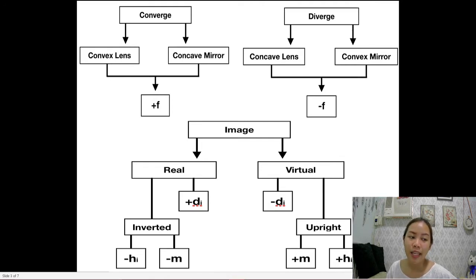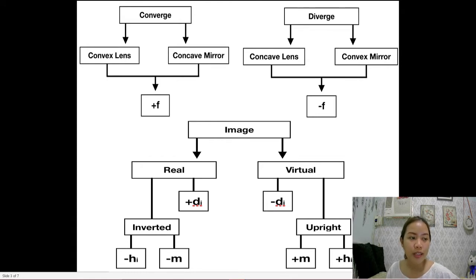In mirrors and in lenses, take note that they form images. We have the real and the virtual image. For the real image, you will know that it is real if the D sub I is positive and the image is inverted. To determine that the image is inverted during the calculation, the values of H sub I and M should both be negative. For the virtual image, the D sub I is negative and it should be upright. To determine that the image is upright, M and H sub I should both be positive. So please familiarize and, if possible, memorize what is in our graphic organizer.